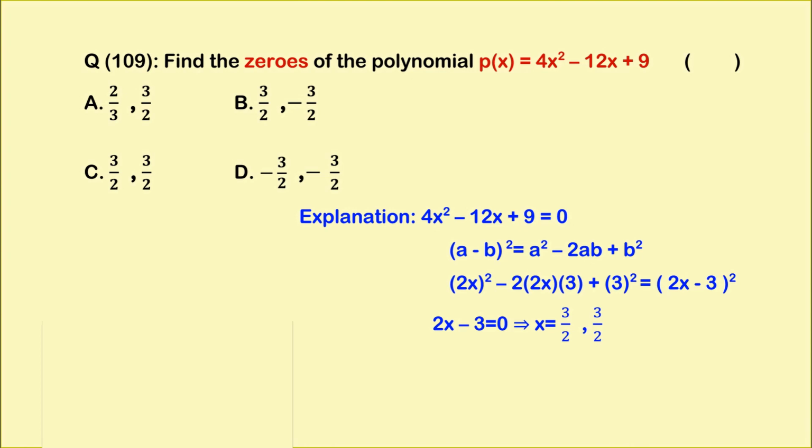If you make 2x minus 3 equal to 0, x is 3 by 2. So here the degree of the polynomial is 2. So there are two roots, 3 by 2 comma 3 by 2. So the right answer is C.